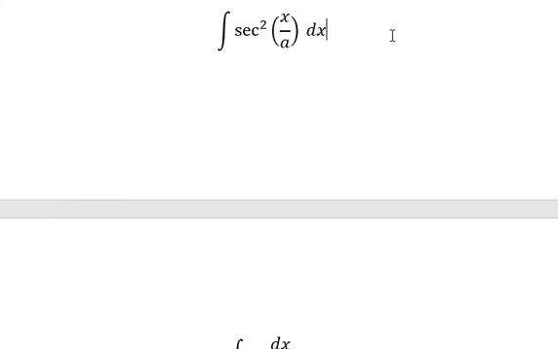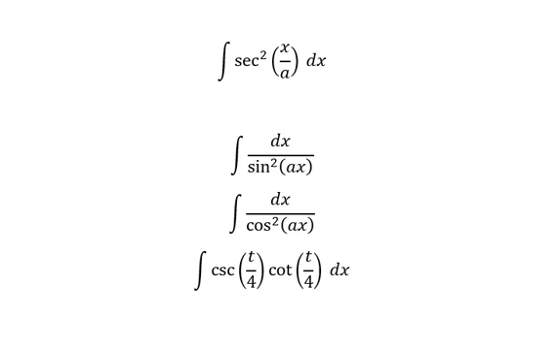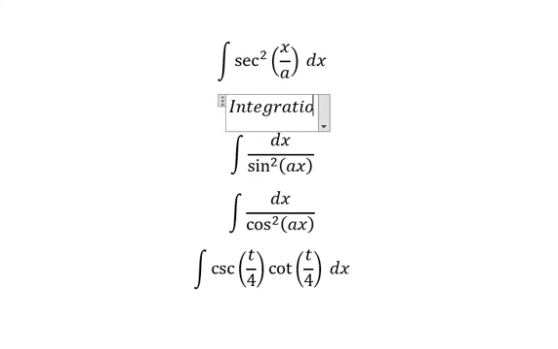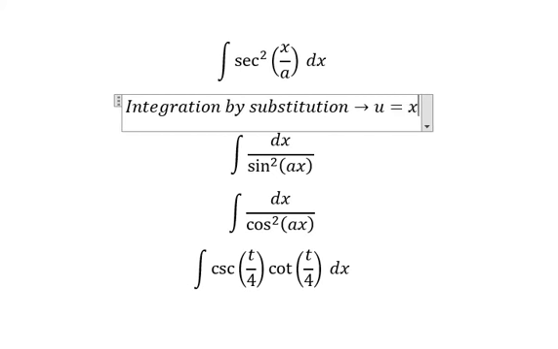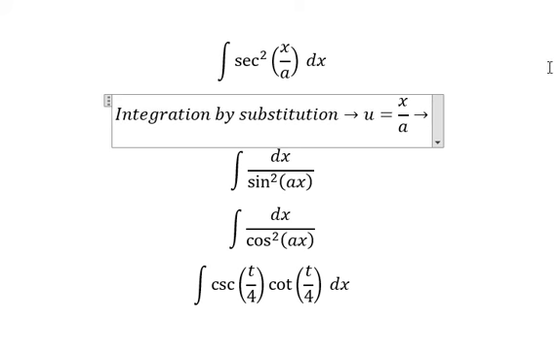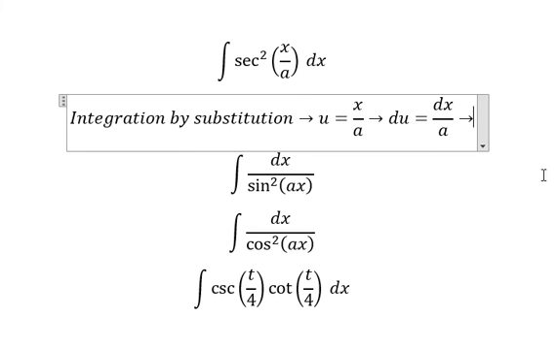The next one, we need to use integration by substitution. So you put u equal to x over a. So we first take the derivative of both sides. Because we don't have a in here, we multiply both sides by a.